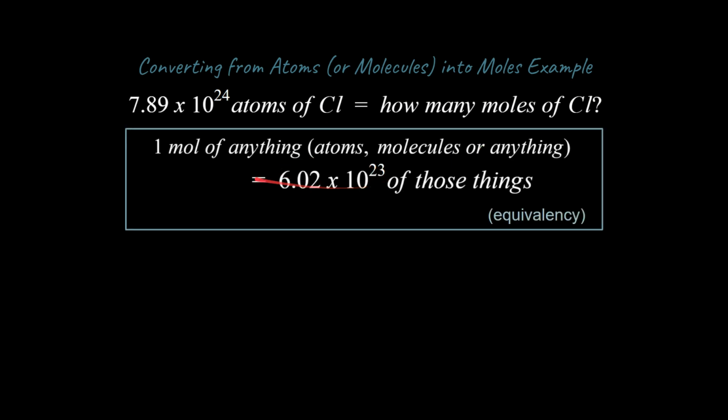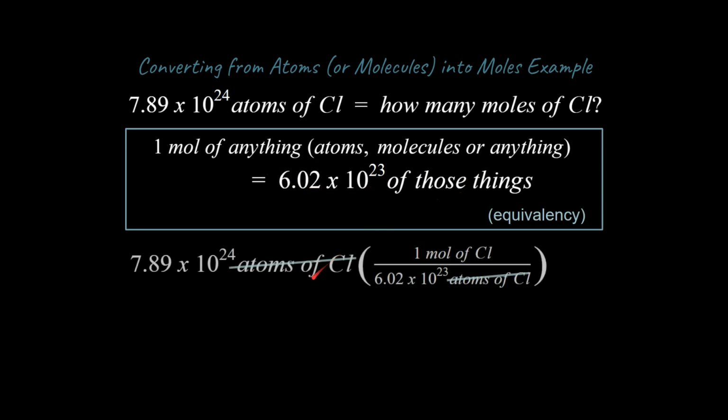Well, remembering our equivalency here, we can do a similar problem. We need to have atoms of chlorine in the denominator to be able to cancel out our given units of atoms of chlorine. So we can set up this conversion, this dimensional analysis right here, given that we know this equivalency, and we end up with our answer. And that's all there is to it.